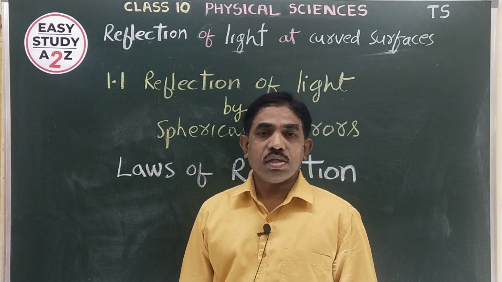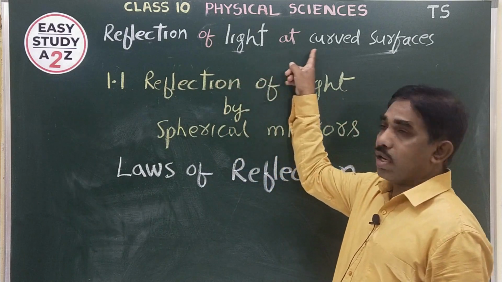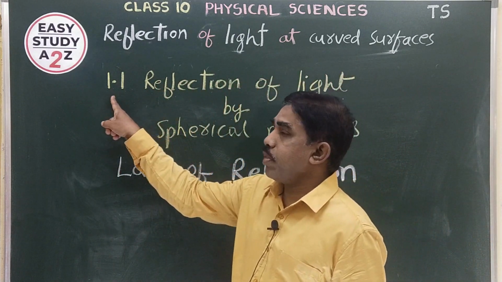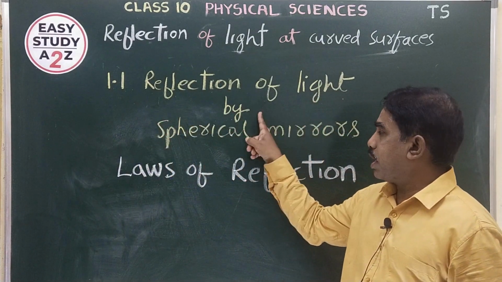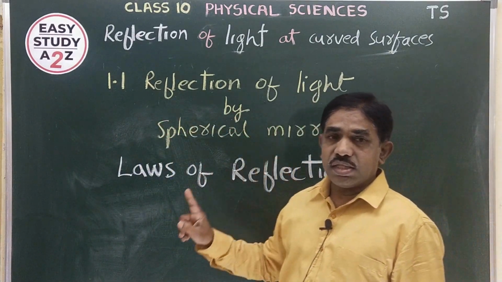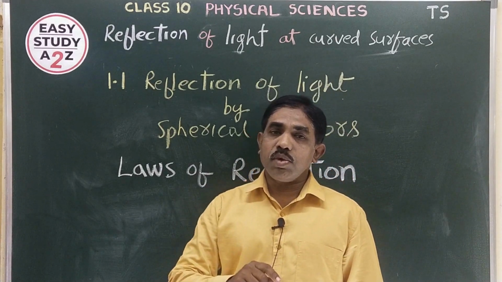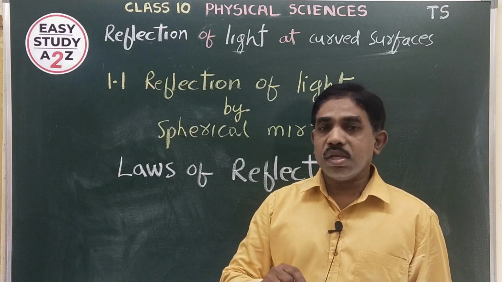Dear students, Chapter 1: Reflection of Light at Curved Surfaces. In this chapter, the first section, 1.1, is Reflection of Light by Spherical Mirrors. In this section, we will discuss the laws of reflection. We will also discuss how to draw a normal to a surface. A light ray is falling on a mirror. It is bouncing back, and the falling ray is called the incident ray, and the returning ray is known as the reflected ray.